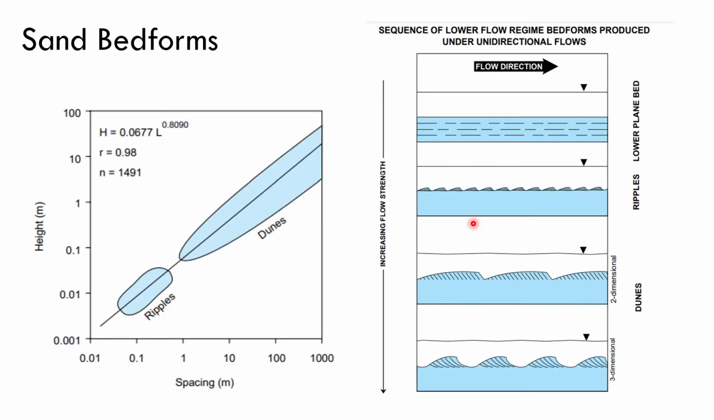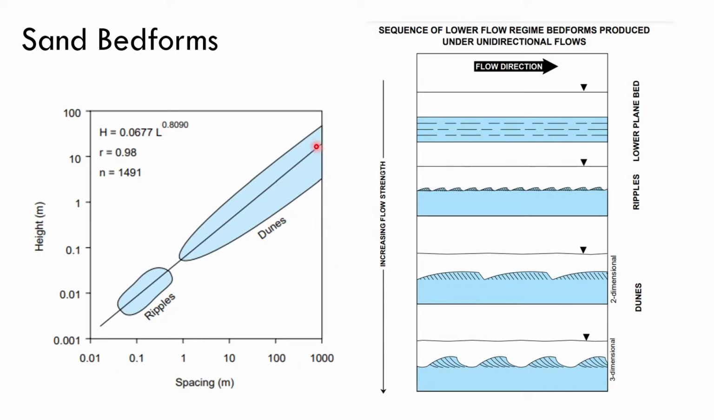Okay. So here's just a kind of breakdown of the different bed forms. At really, really low flows, you can get what we call a plain bed, so a flat sand bed. But once we start to increase the velocities and the strength of the flow, we start to get ripples. And then if we increase the flow strength even more, those ripples will start to transition into dunes, and then bigger dunes.